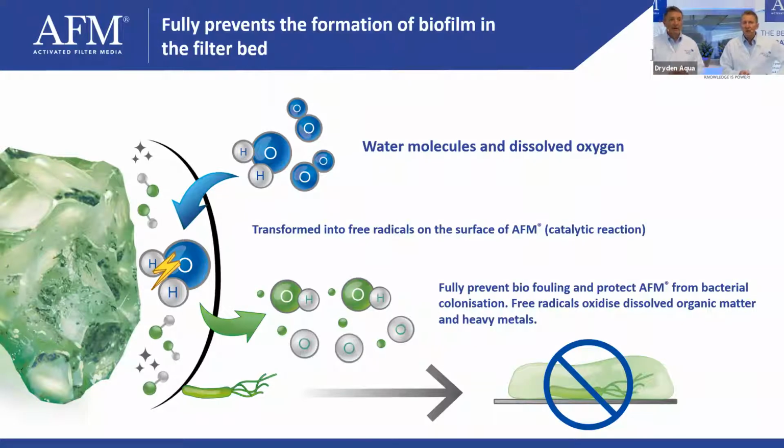Yes, he was right. And to repeat this, how is this possible? The way AFM works is that AFM has metal oxides in the glass grains that react with oxygen in the water. This forms free radicals on the surface of the glass. These free radicals have a very high oxidation potential, and they oxidize bacteria and algae that are trying to attach on the surface of AFM. Therefore, we have no biofilm. In the activation process, we increase the surface by a factor of 300, and that's why AFM makes a huge difference.